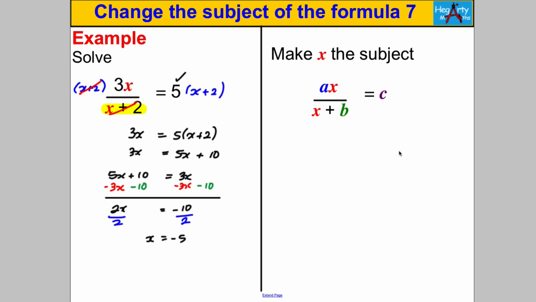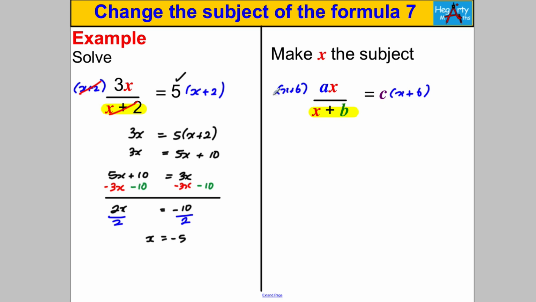Now let's try and apply that logic to changing the subject of the formula and making x the subject in this case. Can you see I've just swapped the 3 with an A? Can you see I've just swapped the 2 with a B? And can you see I've just swapped the 5 with a C? Pause the video and see if you can do that. Okay, same thing applies. I don't like an x on the denominator, so why don't I multiply both sides of the equation or the formula by x add b?